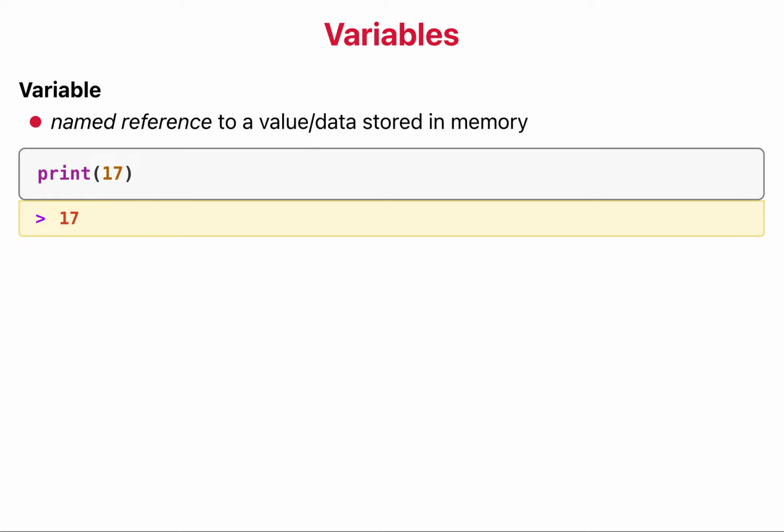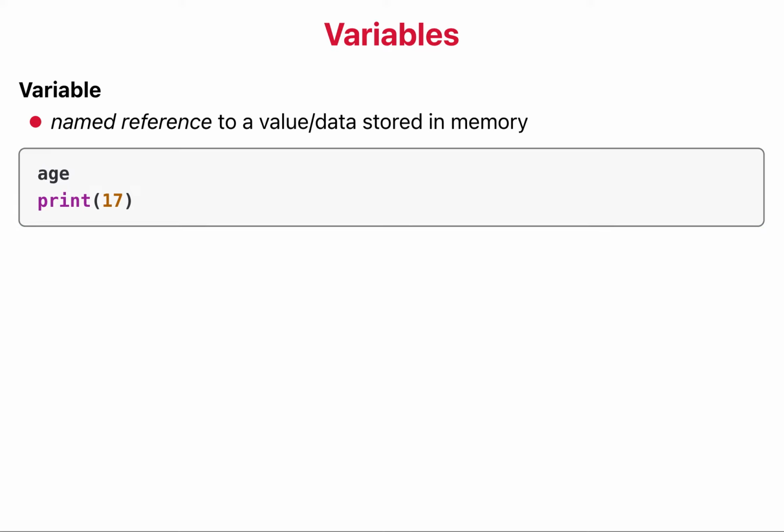To declare a variable, type a name for the variable, followed by an equal sign, followed by the value which we want to assign to the variable. Now, in the print function, we can use the variable name age instead of the value itself. In this case, we say that the variable age gets assigned the value 17.